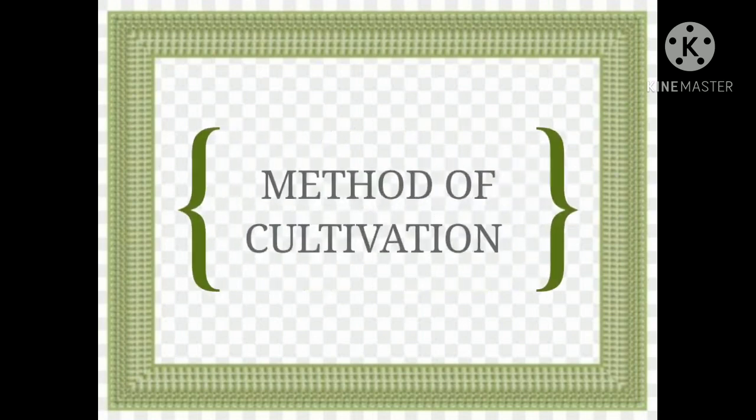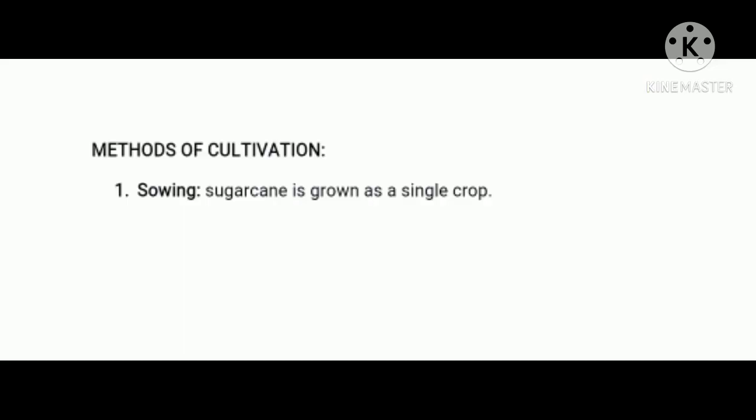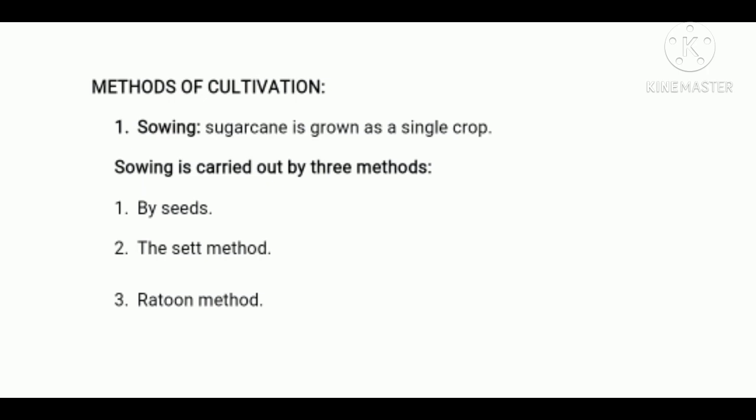Moving on, let us now talk about the methods of cultivation. Firstly, sowing. Sugarcane is grown as a single crop. Before planting, land is prepared by plowing and some manure is also applied to the soil. Crop is planted just after the winter season. Sowing is basically carried out by three methods: firstly, by seeds, next, the set method, and thirdly, the ratoon method.